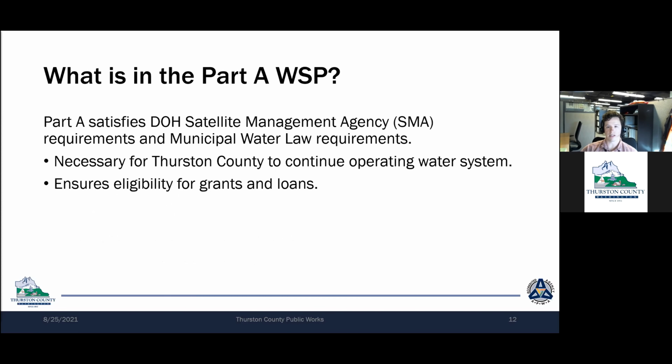A Part A water system plan that is adopted by the Board of County Commissioners and accepted by the Department of Health can also satisfy satellite management agency requirements, as well as municipal water law requirements. This is necessary to manage the county's water rights associated with these systems and for Thurston County to continue operating these water systems. As stated earlier, this also makes the county eligible for utility grants and loans.